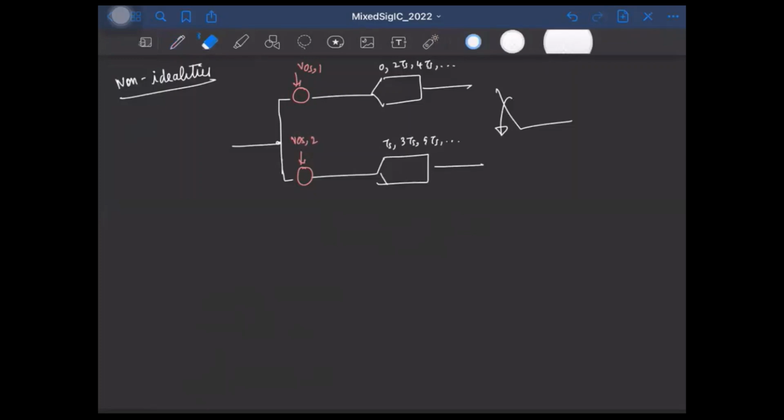The second thing, of course, is both of them might have some gain error, right? And these two gain errors will obviously be different. So let's say this has a gain error K1, this has a gain of K2.